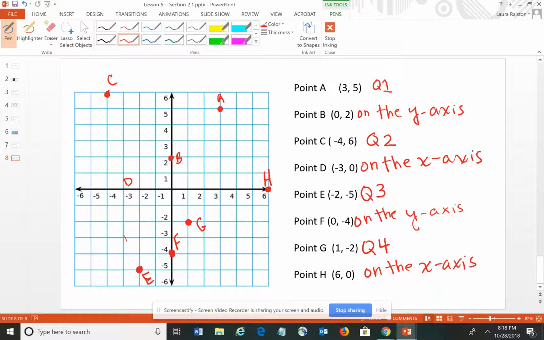Okay, guys, this is just the beginning of graphing in algebra, but you've got to understand how to graph basic points in the rectangular coordinate system in order to proceed into graphing equations and functions.